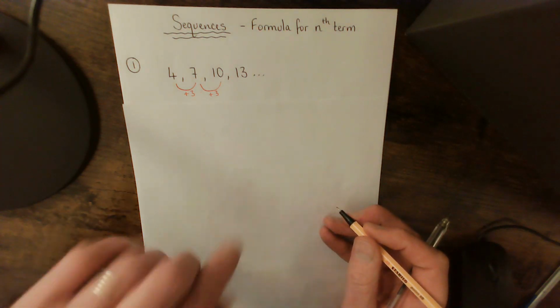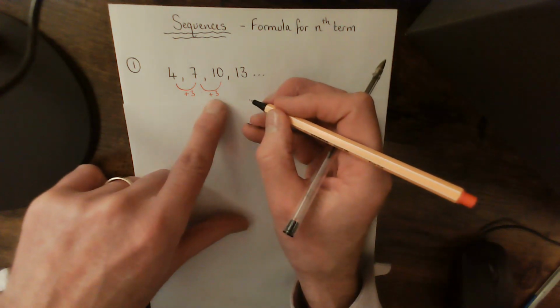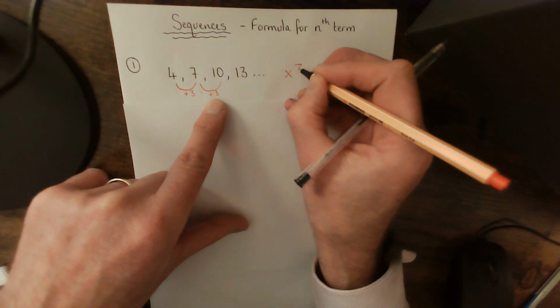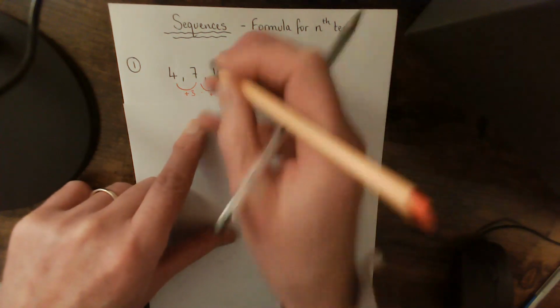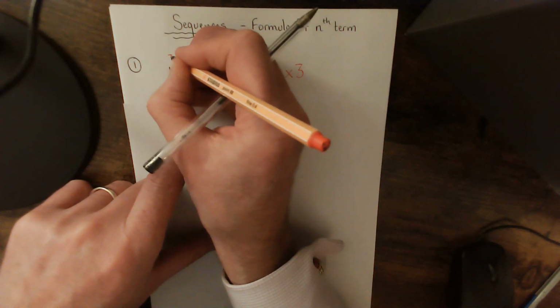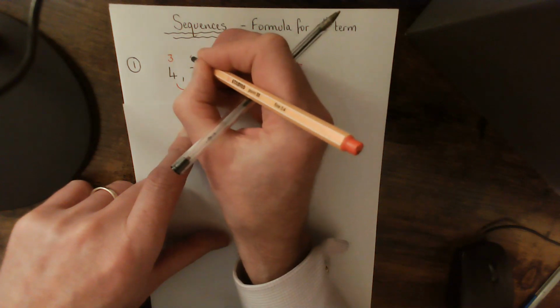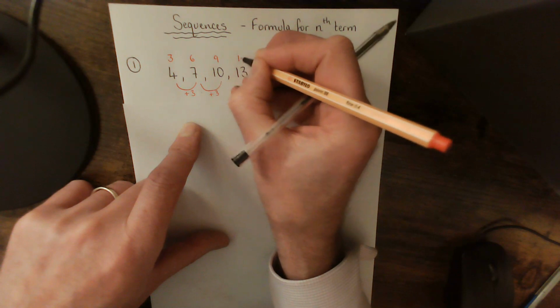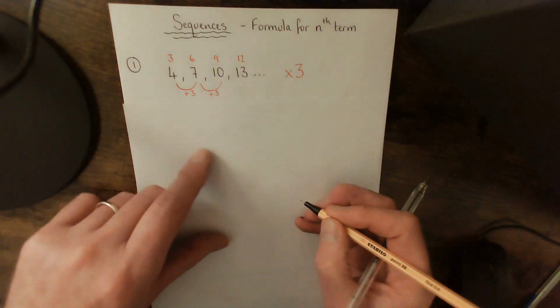So here's your wee magic bit. If you're adding 3 here, then we automatically change that into a times 3. That tells me to put the 3 times table above the numbers that I'm starting with. So 3, 6, 9, 12.